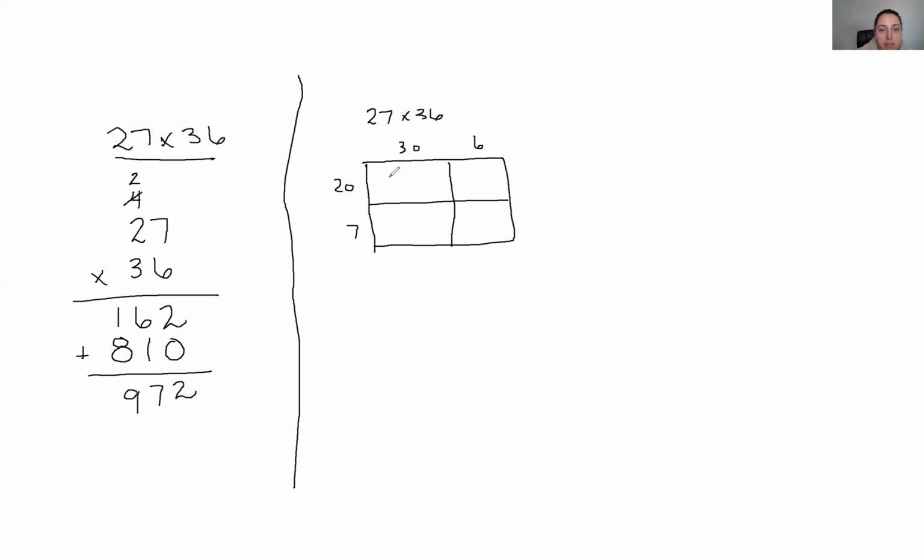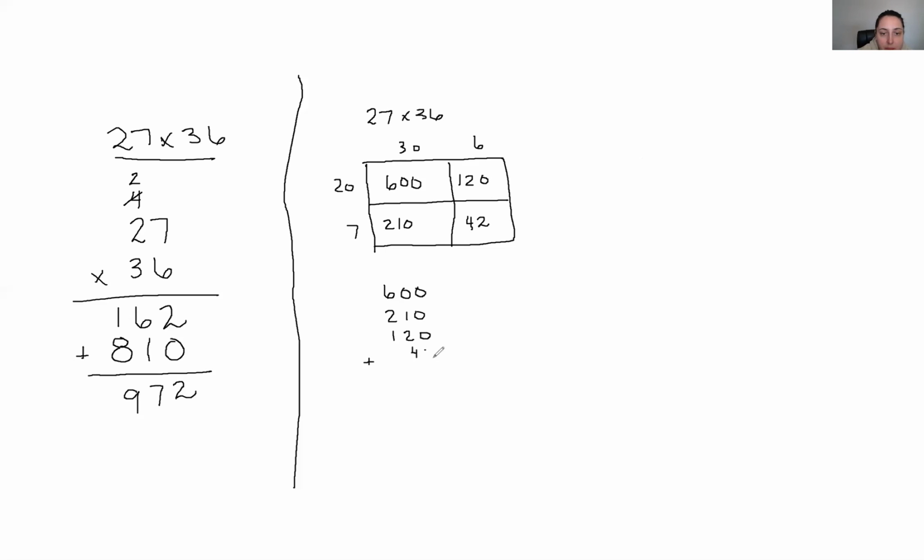20 times 30 is, so 2 times 3 is 6, and don't forget about your 2 zeros. 20 times 6, so we're going to say 2 times 6 is 12, and add that 0. 7 times 30, well, let's do 7 times 3 is 21, and then don't forget to add that 0. And then finally, 7 times 6 is 42. So now over here on the side, I guess we'll do it at the bottom. Now we add 600 plus 210 plus 120 plus, put a plus on the last line, 42.